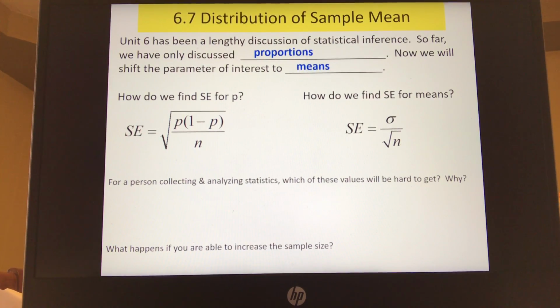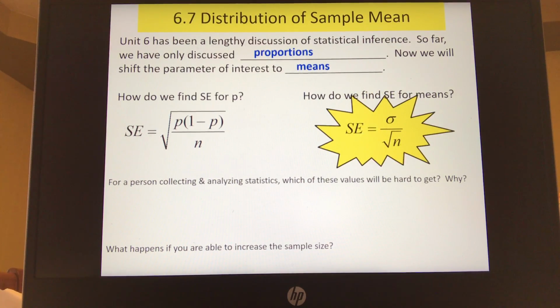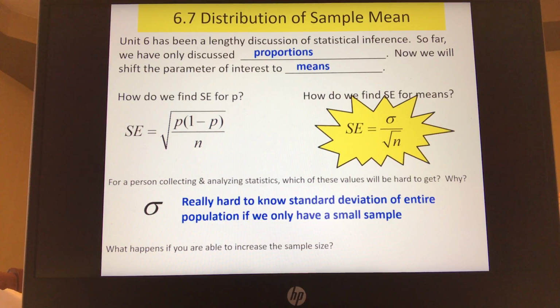Now, got a couple follow-up questions that go with this. For a person collecting and analyzing statistics, in other words, sample statistics, which of these two values is hard for them to get? Now, it's easy for them to get this. This is just the number of samples. I may have said this wrong a minute ago. This is your population standard deviation. That's impossible to get because you're only taking a small sample of the entire population. So that's going to be very tricky and, in fact, impossible. So we've got to have some other way to deal with that. So we'll talk about that eventually.